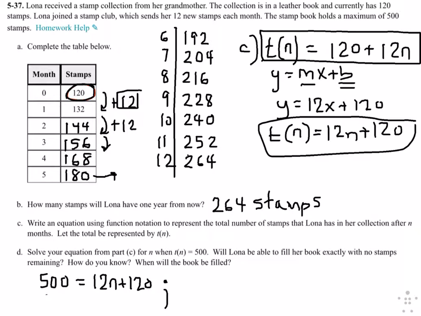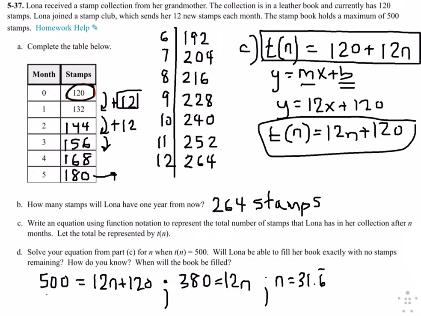So I'm going to subtract 120 from both sides. So 380 equals 12n. And then I'm going to divide both sides by 12, right? 380 divided by 12 comes out to 31.67, right? So n comes out to be 31.6 repeating, really, right?